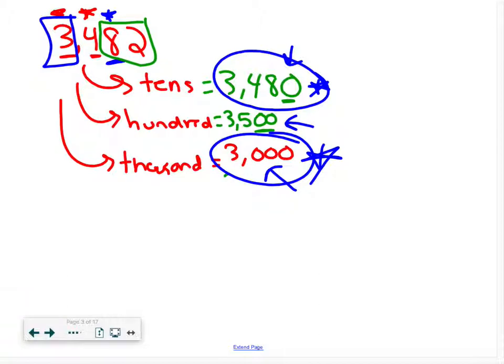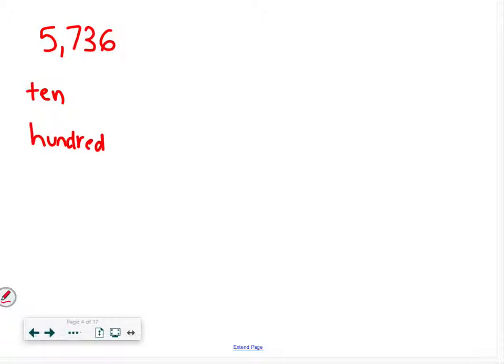All right, now in your notebook, I'm going to give you a number, and I want you to round it. I'll give you the number 5,736. I want you to round it 3 ways. I want you to round it to the nearest 10, the nearest 100, and the nearest 1,000.